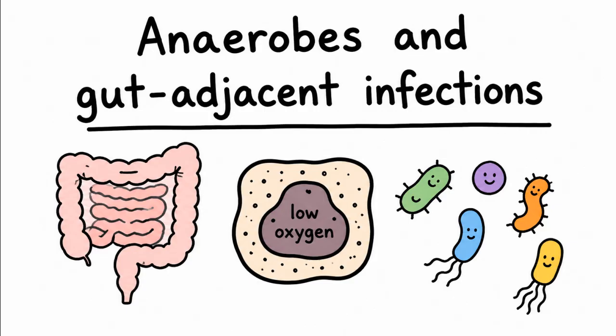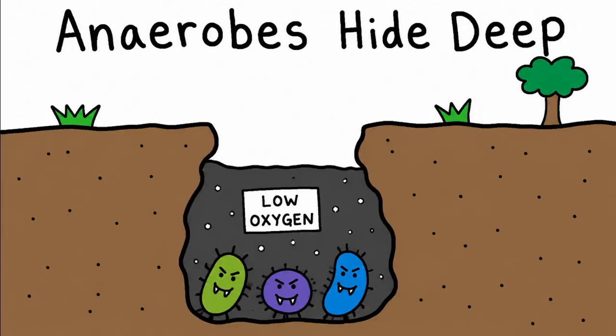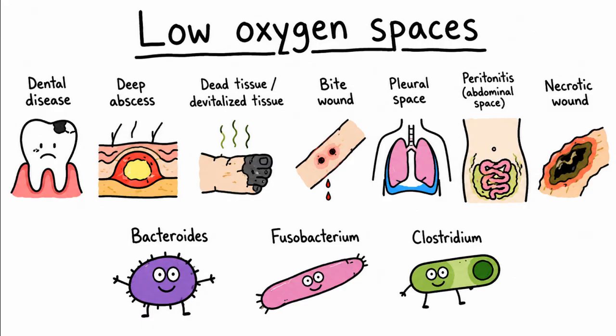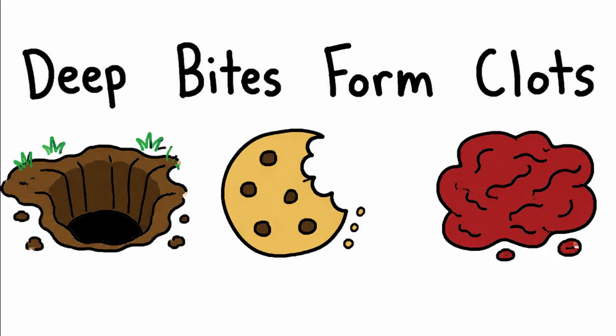Now let's touch anaerobes and gut-adjacent infections. The phrase is, anaerobes hide deep. This means anaerobes like low oxygen spaces, dental disease, deep abscesses, devitalized tissue, bite wounds, pleural space infections, peritonitis, and necrotic wounds. The main anaerobes I would keep in your head are Bacteroides, Fusobacterium, and Clostridium. A simple memory phrase is, deep bites form clots.